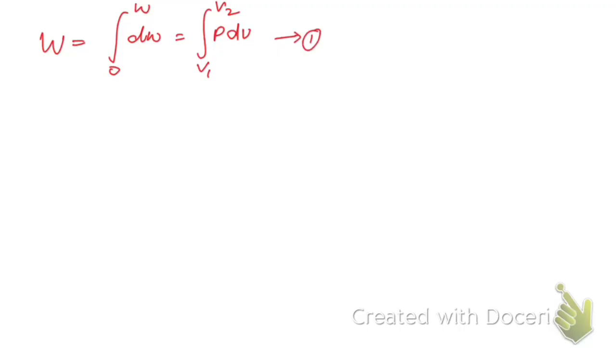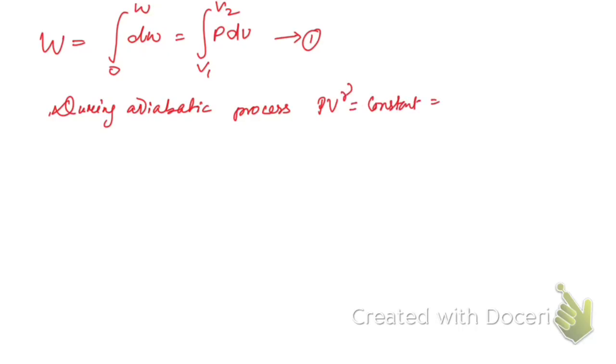Okay, so here is the last step. Now you see, let me take this as equation number 1, right? Now we know during an adiabatic process, PV to the power gamma is equal to constant. Let this constant be K. Here gamma is the ratio of Cp and Cv. Cp is the molar specific heat at constant pressure, and Cv is the molar specific heat at constant volume, right?